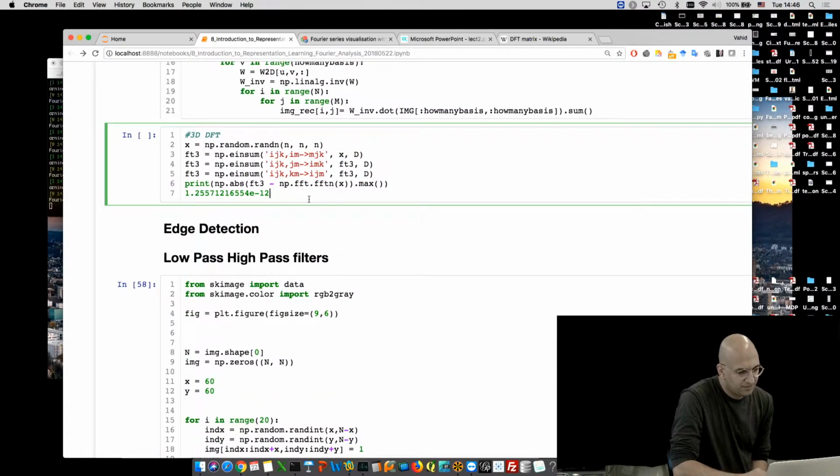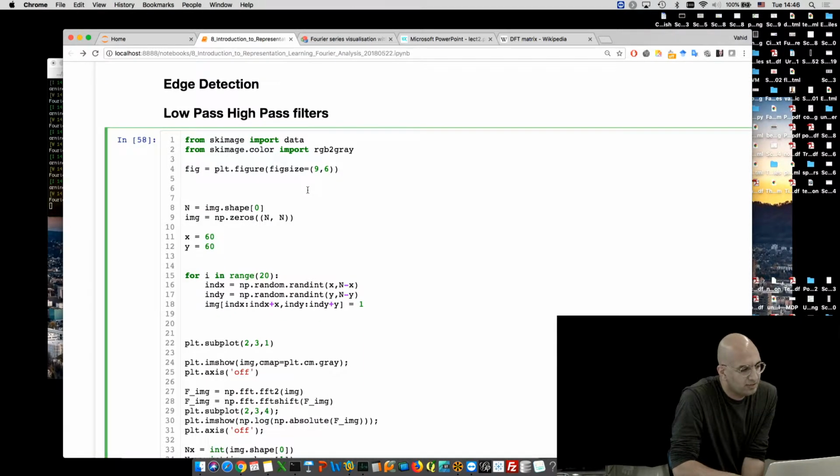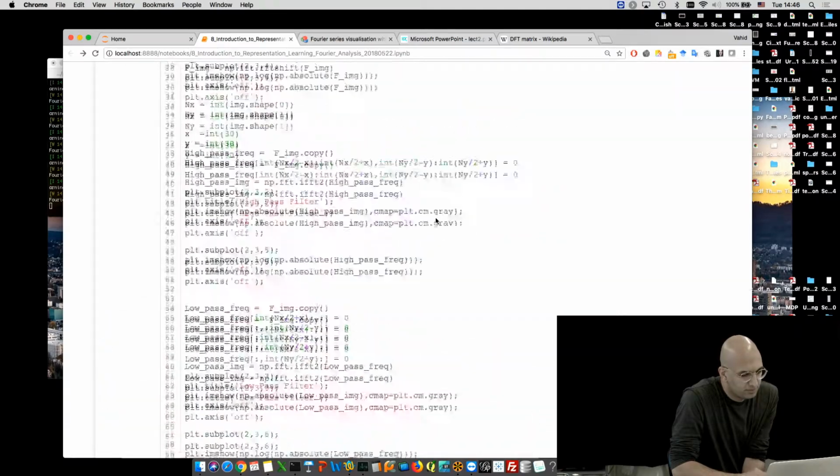So this is 3D, and then also you can play with these edge detection things, and you see how good that is. It's called low pass, high pass filter. These are old school things, but very powerful. So, oops.